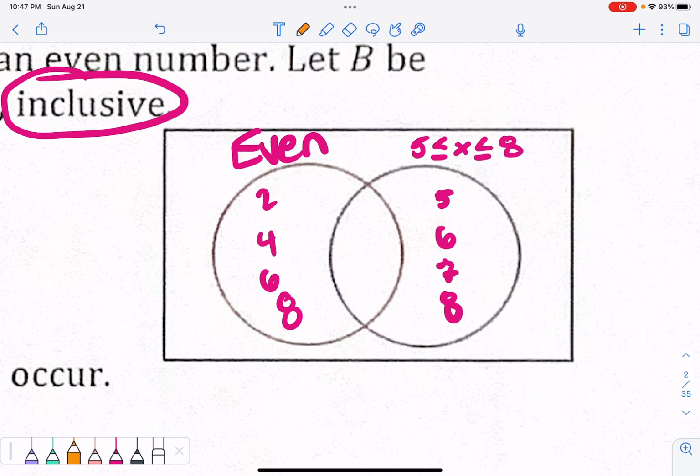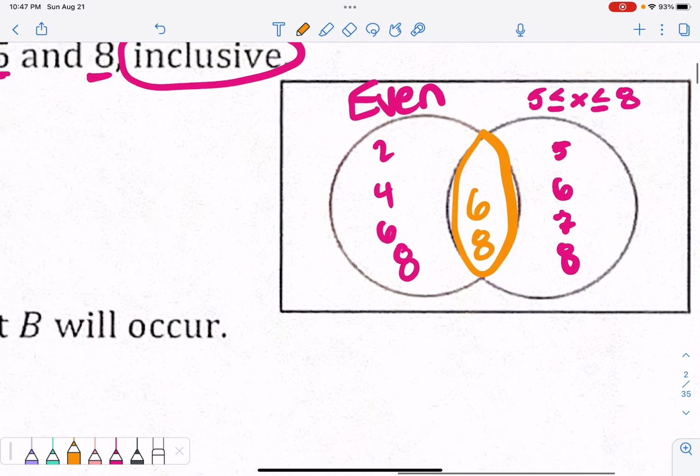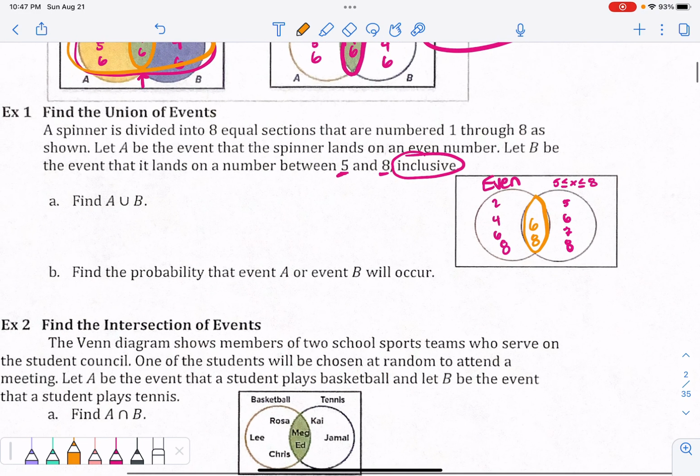So then we have in this intersection the numbers, let's see, 6. Is that the only one that I have that cross? No, 6 and 8. 6 and 8 are the two numbers that I have that are in the intersection. So find the union.